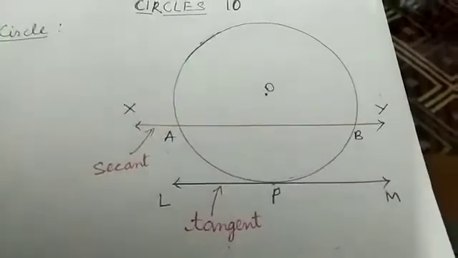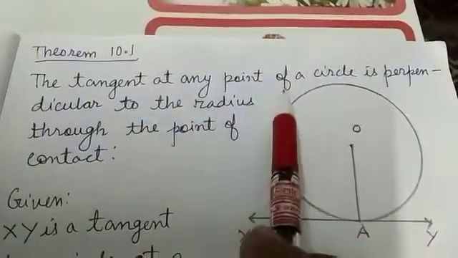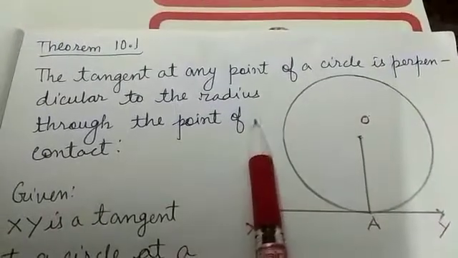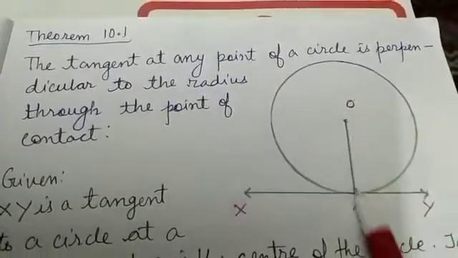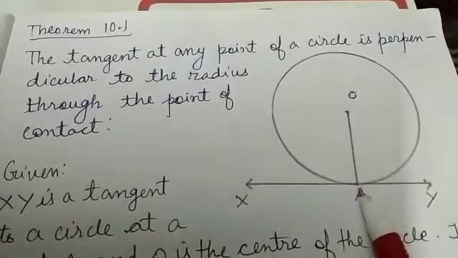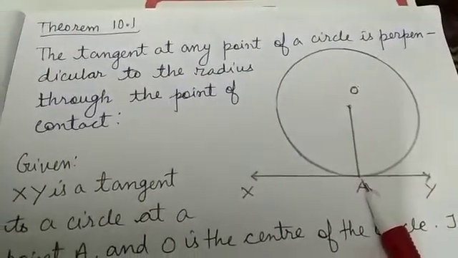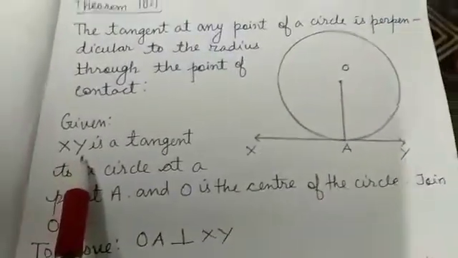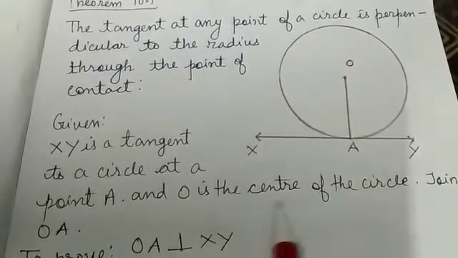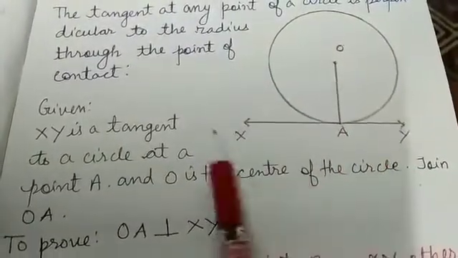Let's see Theorem 10.1. The tangent at any point of a circle is perpendicular to the radius through the point of contact. That means OA must be perpendicular to XY. The point which touches the circle and is common to both the circle and the tangent is known as the point of contact. So let XY be a tangent to a circle at a point A, and O is the center of the circle. I have joined OA, and we need to prove OA is perpendicular to XY.